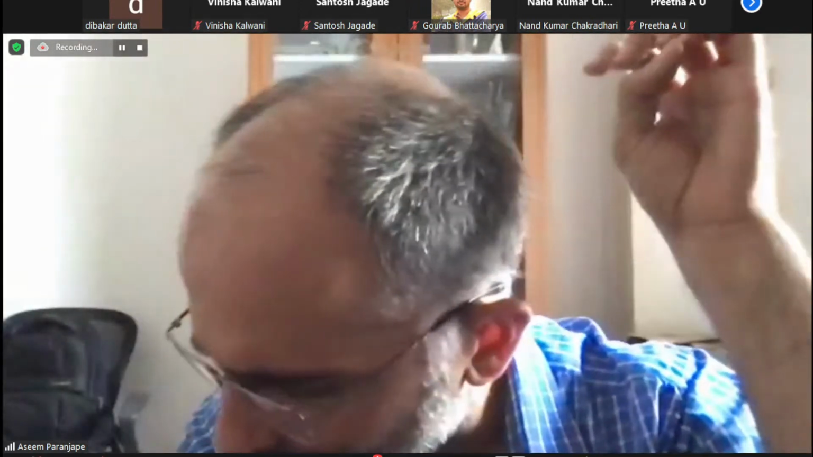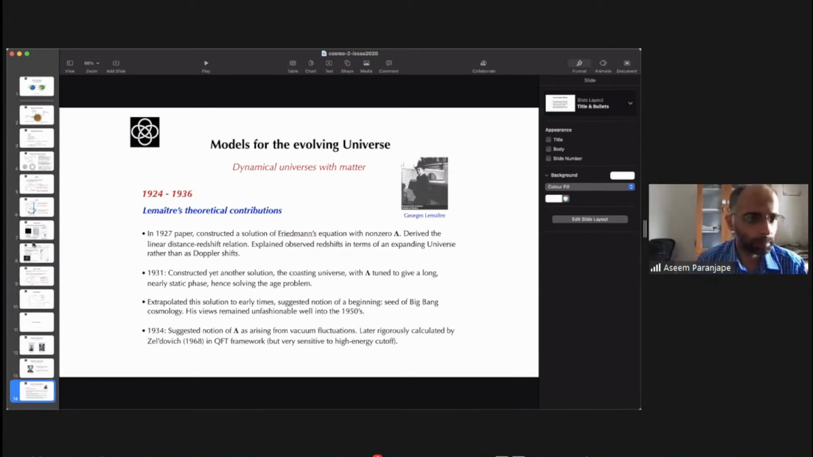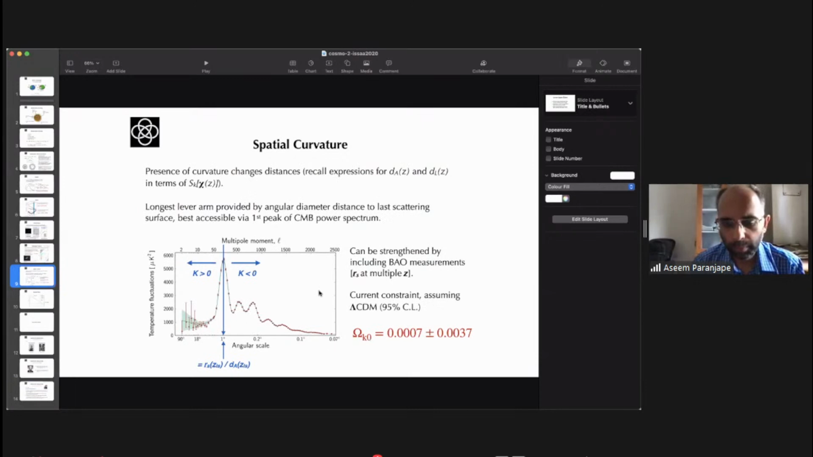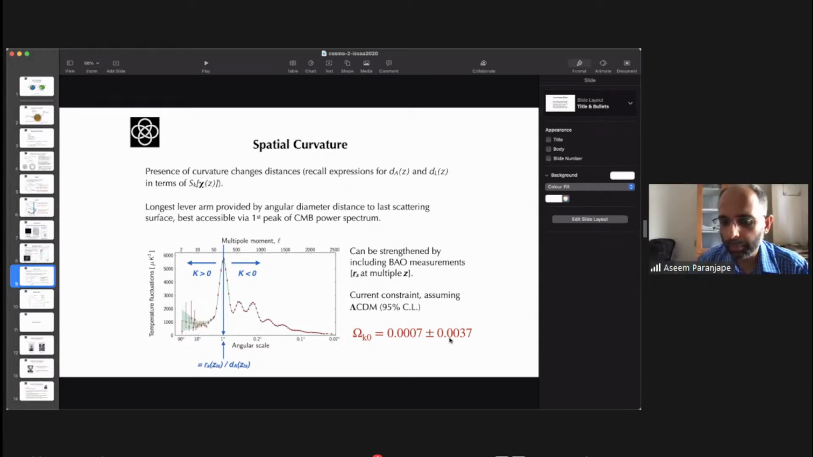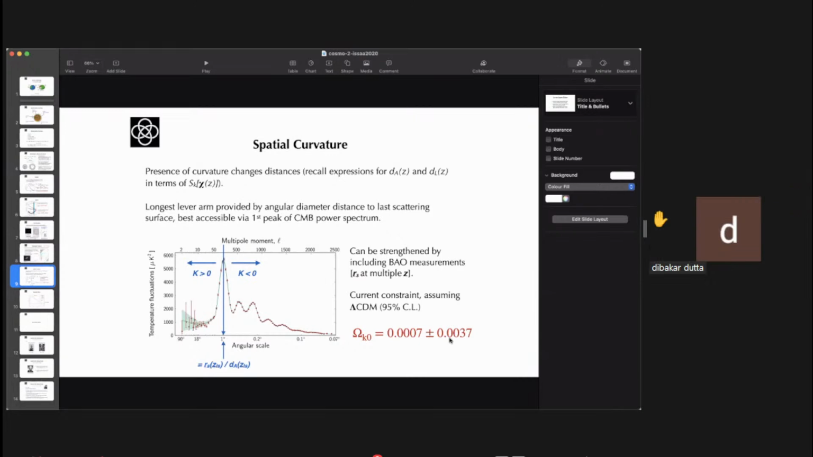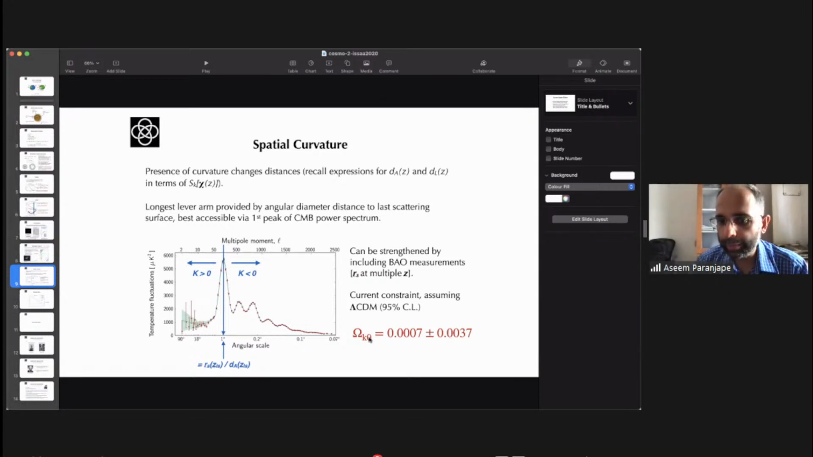Can you just open the last slide where you have shown the omega curvature? Okay, one second. You can see the plus minus value is more than the value. So it seems that this is the error in omega curvature, or this is the addition with the total omega. No, this is an error. See, this is an inferred parameter. So the mean value of the parameter is this, and the error with which you have determined it is this. In this case, the mean value is smaller than the size of the error bar, which is another way of saying that the mean value is consistent with zero, actually.